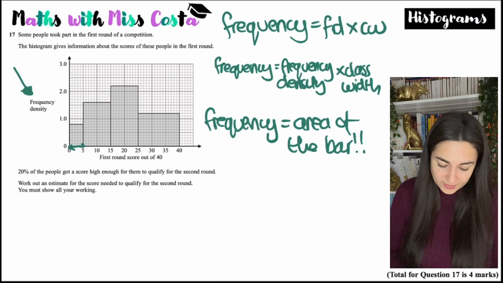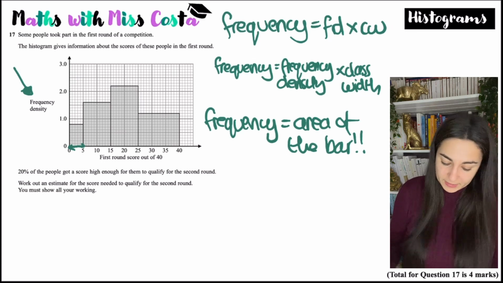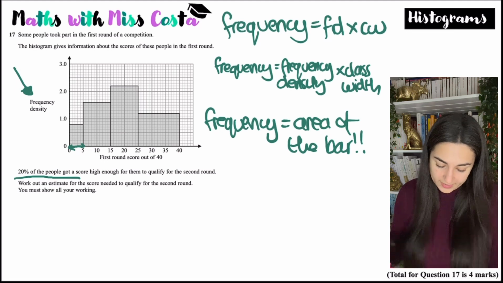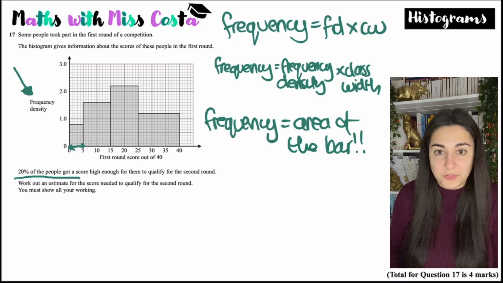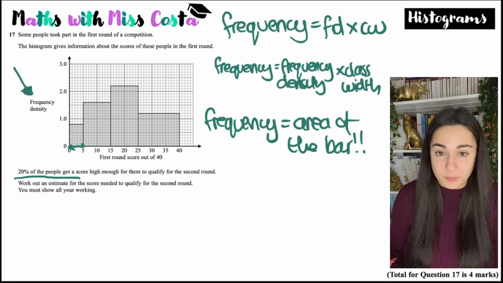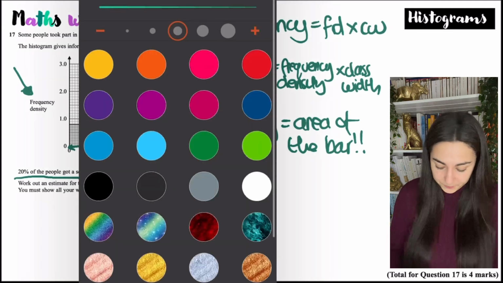Now, we are told the histogram gives information about the scores of these people in the first round. 20% of the people got a score high enough for them to qualify for the second round. Work out an estimate for the score needed to qualify for the second round. Okay, so first of all, we don't know how many people took part in this competition. We don't know the frequency, the amount of people. So that's the first thing we're going to need to work out.